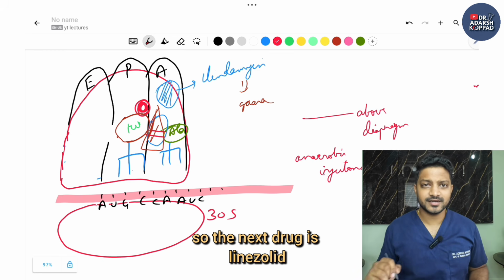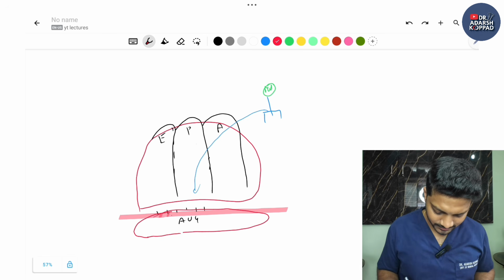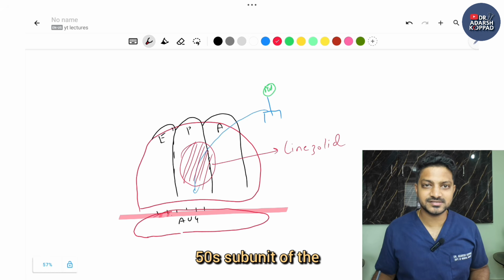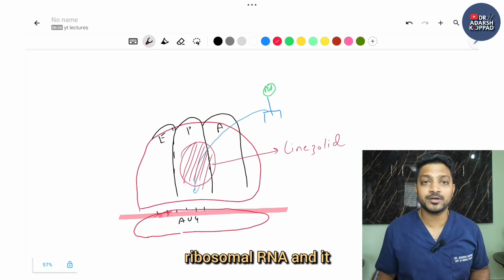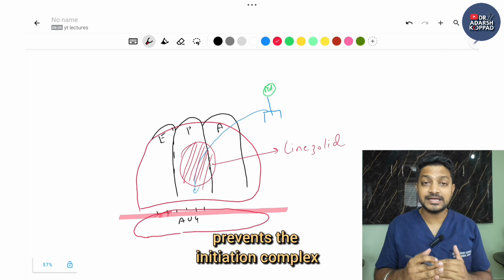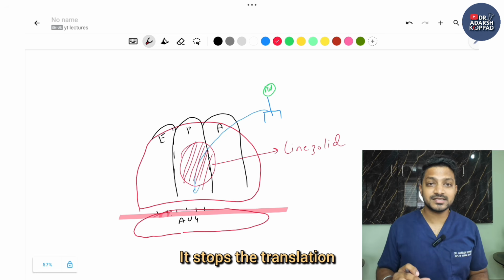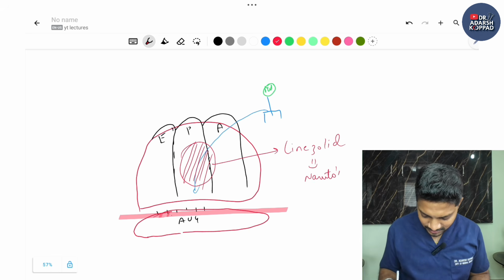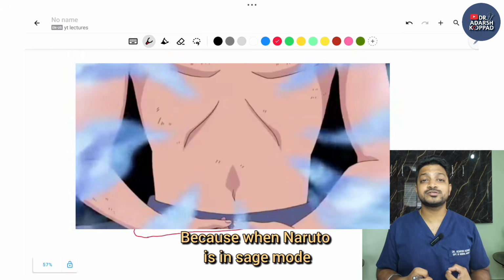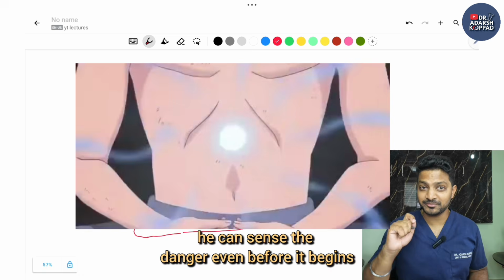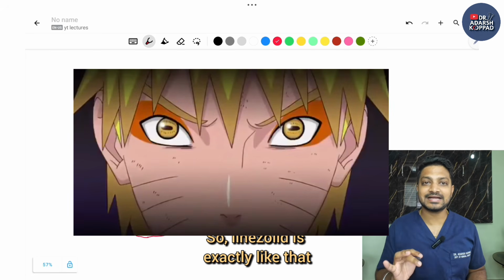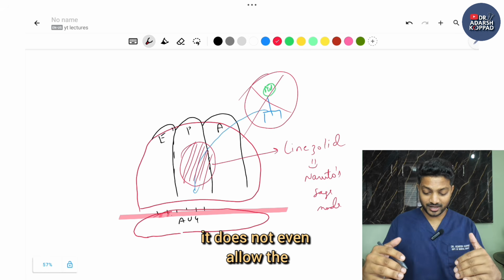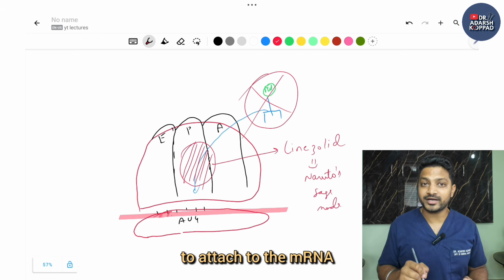So, the next drug is linezolid. What linezolid does is it attaches to the 50S subunit of the ribosomal RNA and it prevents the initiation complex. It stops the translation even before it begins. So now I want you to remember linezolid as Naruto's sage mode, because when Naruto is in sage mode, he can sense the danger even before it begins. So linezolid is exactly like that. It doesn't even allow the translation process to start. It doesn't even allow the start codon to attach to the mRNA.